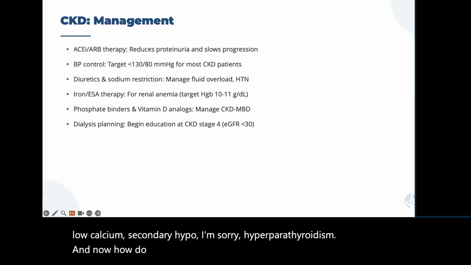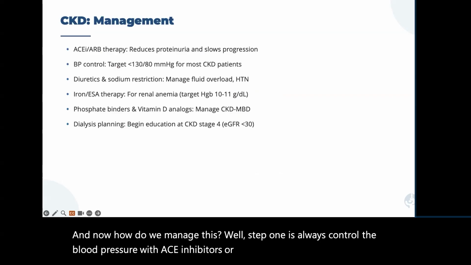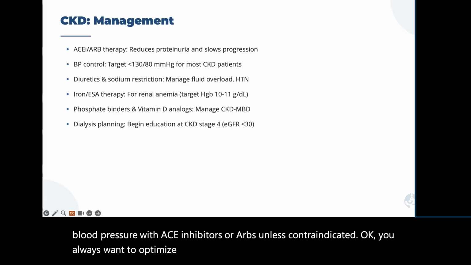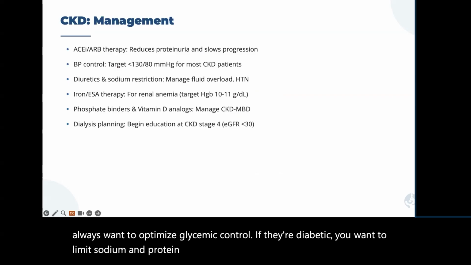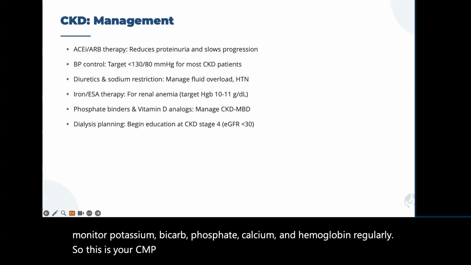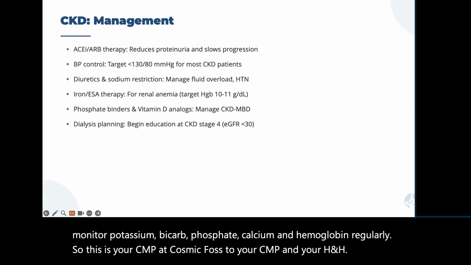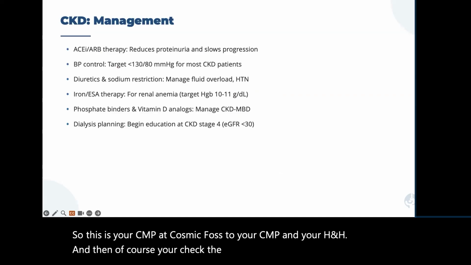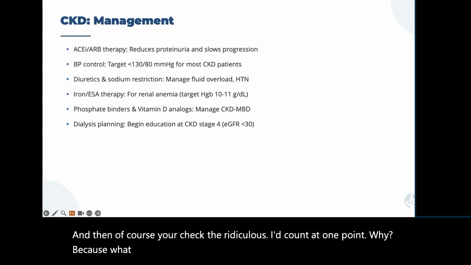Now, how do we manage this? Well, step one is always control the blood pressure with ACE inhibitors or ARBs unless contraindicated. Okay. You always want to optimize glycemic control if they're diabetic. You want to limit sodium and protein intake and avoid nephrotoxic agents. You want to monitor potassium, bicarb, phosphate, calcium, and hemoglobin regularly. So this is your CMP, calcium, magnesium, phosphate, and your H&H. And then, of course, you check the reticulocyte count at one point. Why? Because what? Reticulocyte tells you, are we making red blood cells?